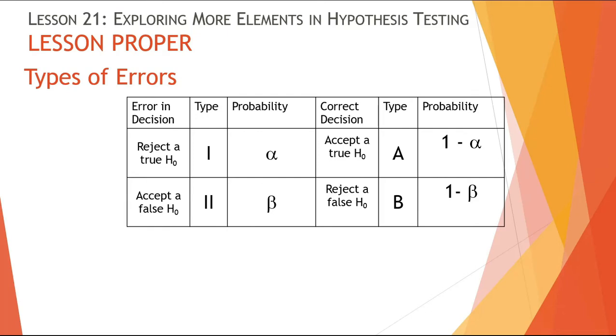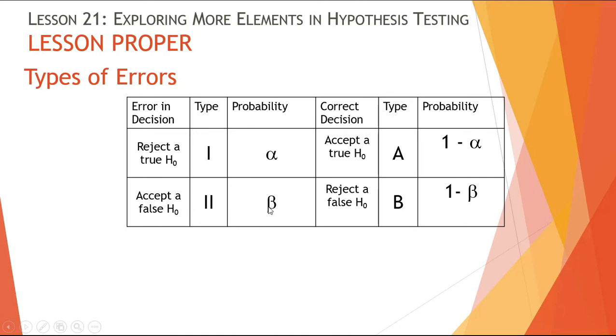But, paano naman kapag if I accept a false null hypothesis? When we accept a false null hypothesis, we are committing a type 2 error. Ang probability naman, i-denote natin yung probability na yon. It is denoted by the variable beta. So, dito sa type 1, alpha, dito naman ay sa type 2 ay beta.